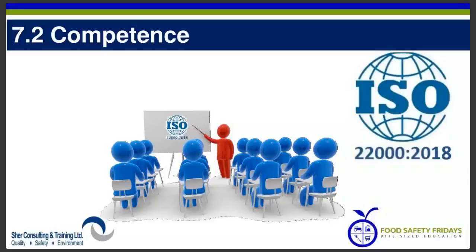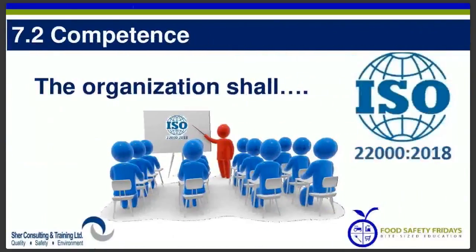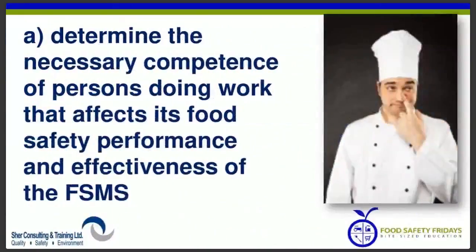If we look at the standard and open up item 7.2 and read what's written there, it says the organization shall, which is a requirement, and then it says A, determine the necessary competence of persons doing work that affects its food safety performance and the effectiveness of the food safety management system. FSMS is food safety management systems. This is a direct quote from ISO 22000, the new version. It is almost identical to what we would find if we opened up item 7.2 in ISO 9001. So it says determine the necessary competence. Well, what is necessary competence of persons doing work? That is the key question to building our training program.